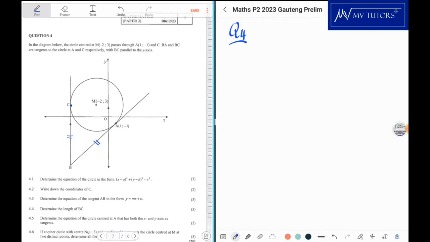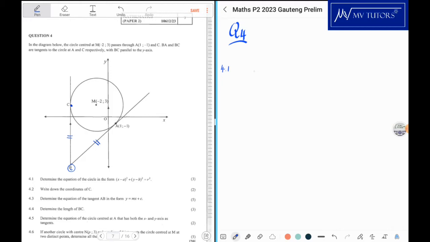If we have two tangent lines meeting at a point, then the length from the tangent point on the circle up until point B, so from A to B, those lines are equal in length, but that's just extra information. Let's just answer the questions that follow. So 4.1, determine the equation of the circle in the form x minus a squared plus y minus b squared is equal to r squared.